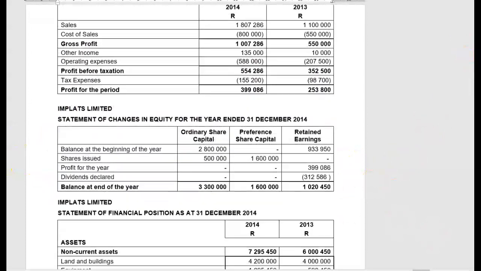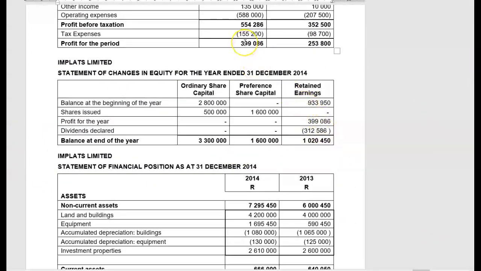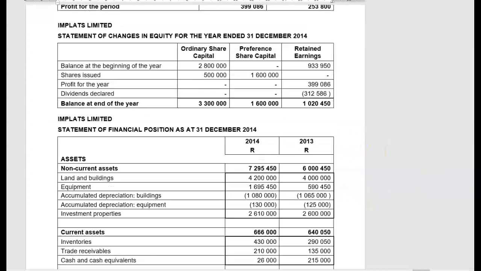And here you can see that there's profit for the year, and why is that exactly the same? Oh, there is your tax expense. Sorry, there is your tax expense. So 399,086, 399,086. And then they also already gave you the dividends, which were declared during the year. Then the statement of financial position.